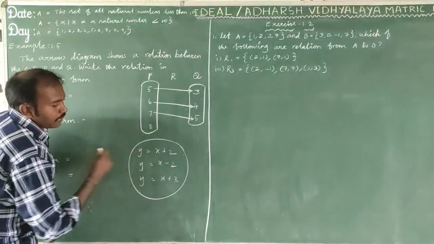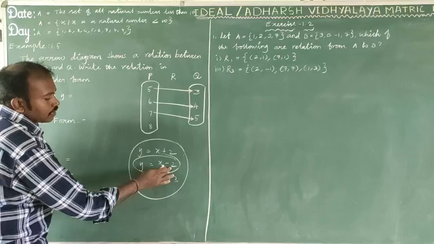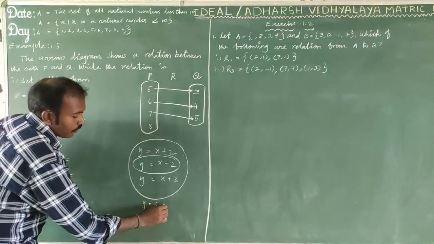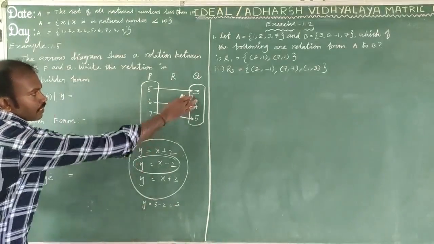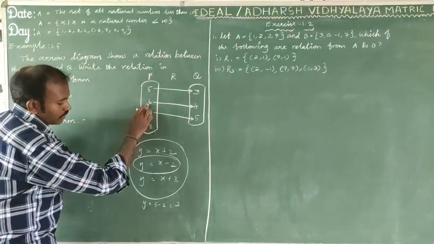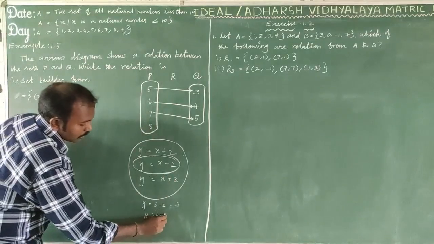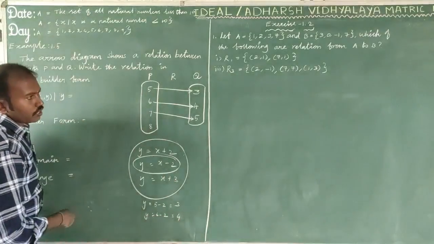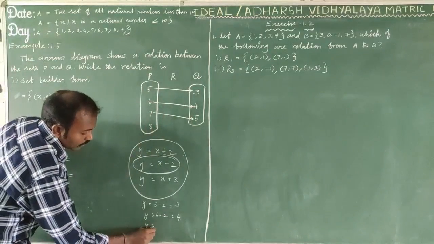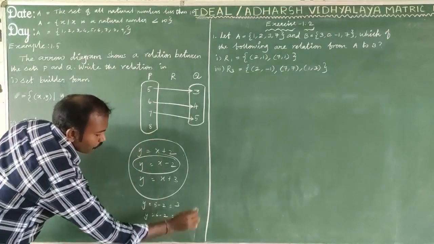Then y is equal to x minus 2. Here, the second one, y is equal to x minus 2. Here x is equal to 5, then y is equal to 5 minus 2, we get 3. That is correct. Also check one more: y is equal to 6 minus 2 is equal to 4, then 6 is related to 4. Then y is equal to 7 minus 2, we get 5.